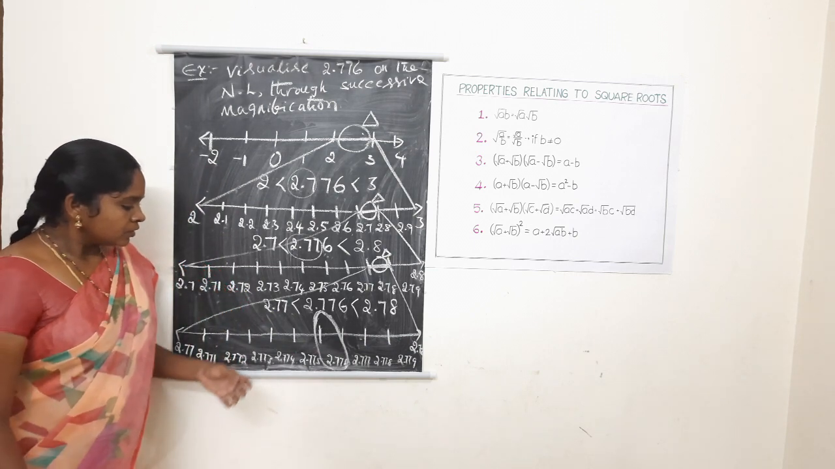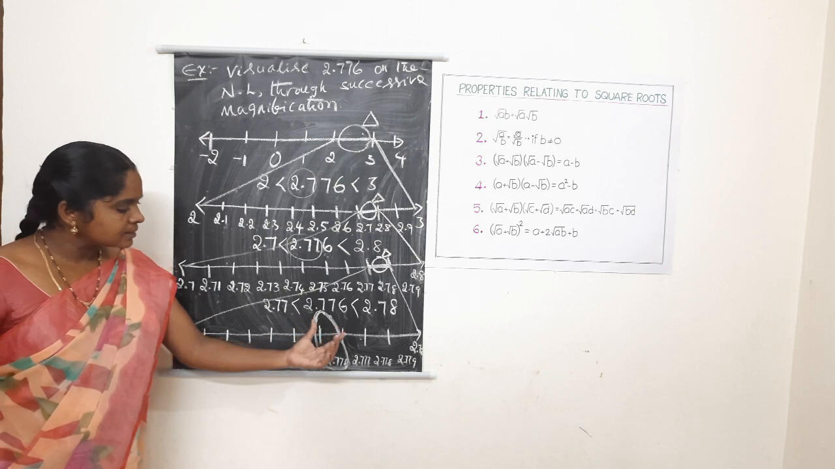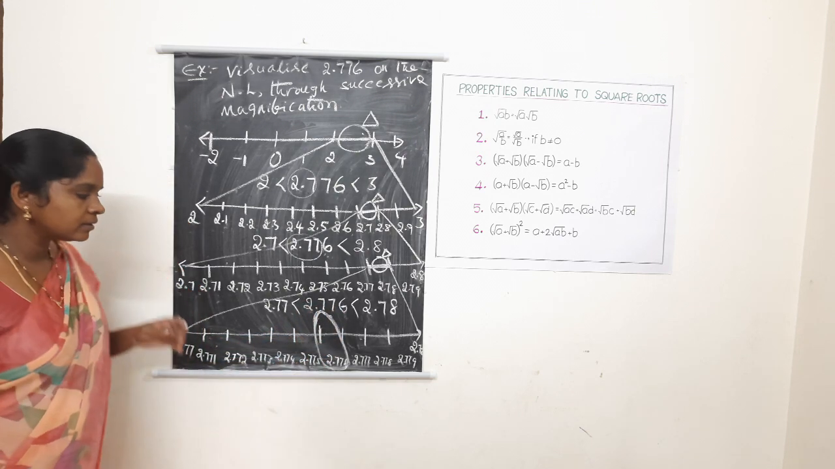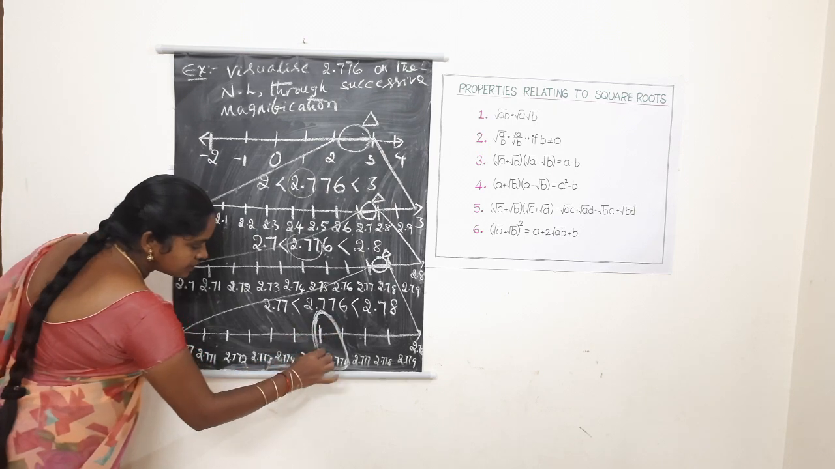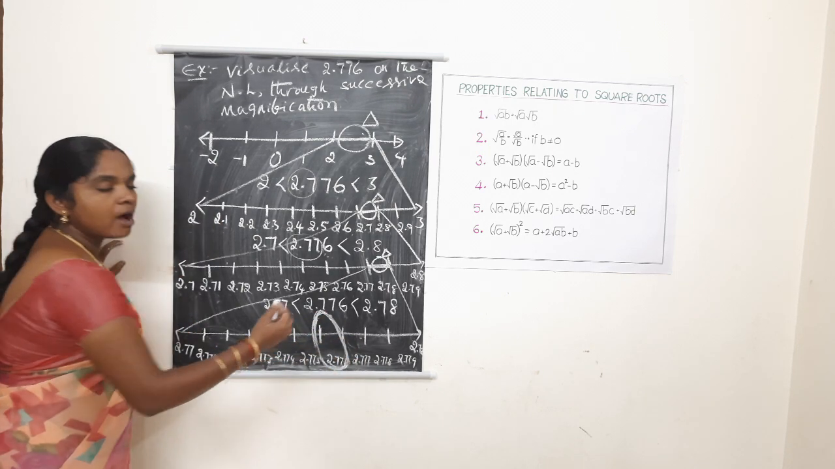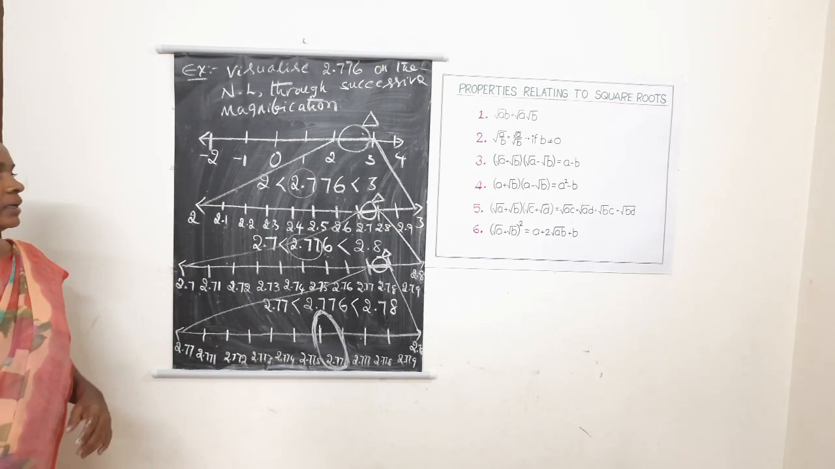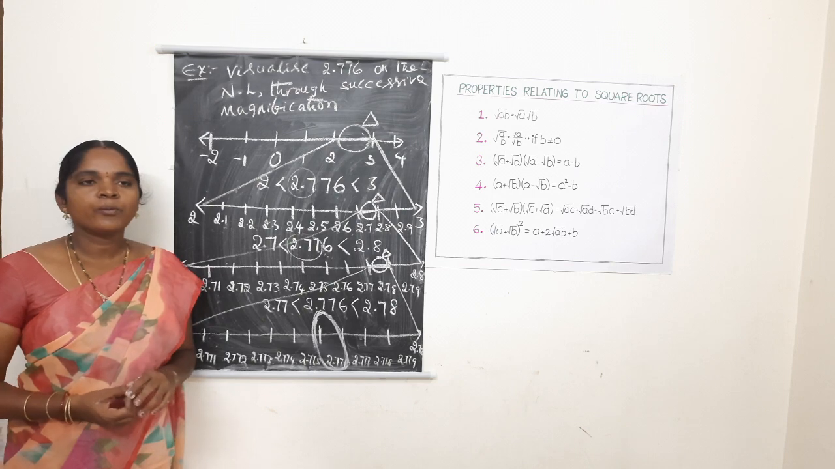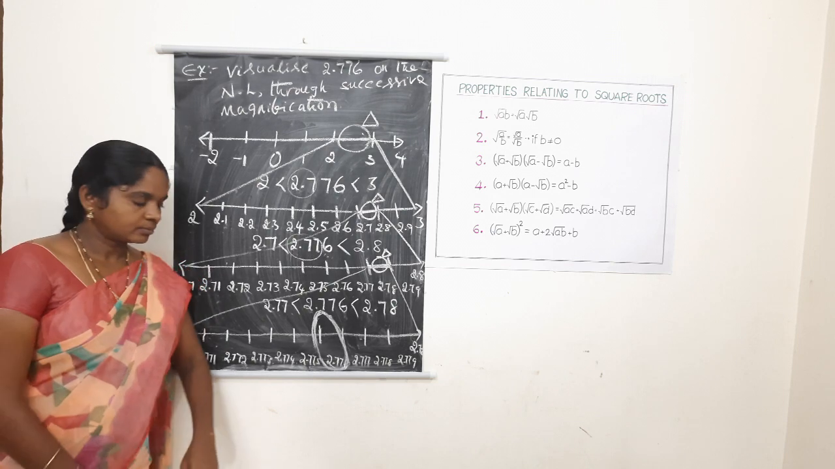2.78. So where is 2.776 on the number line? So 2.77 is here. So this is our required number. This magnification is called successive magnification.